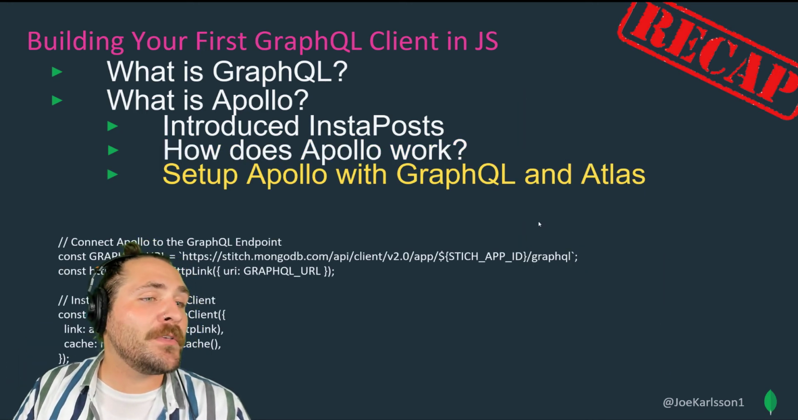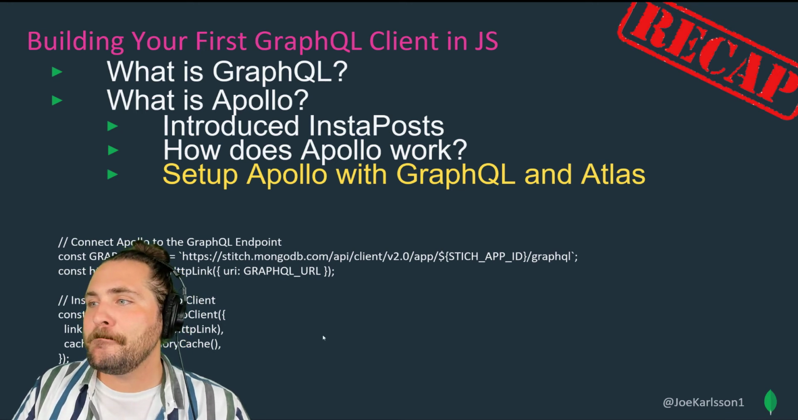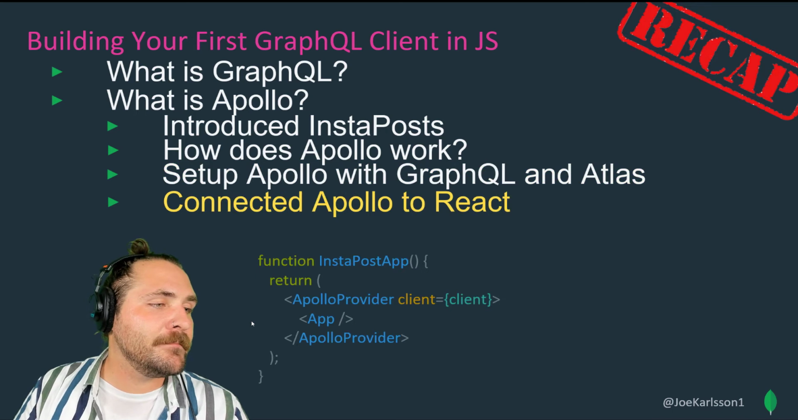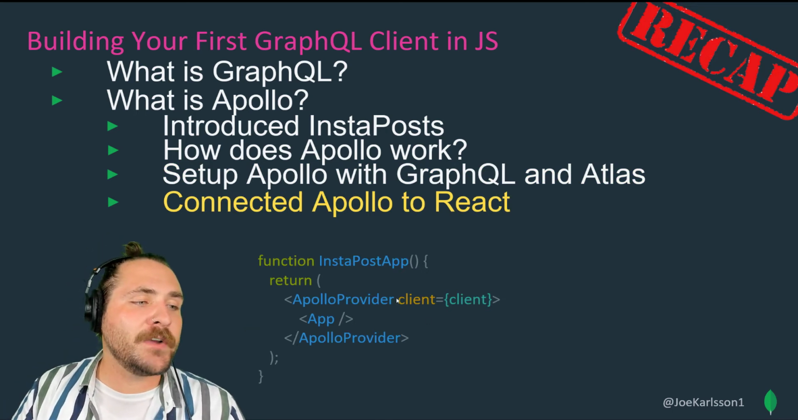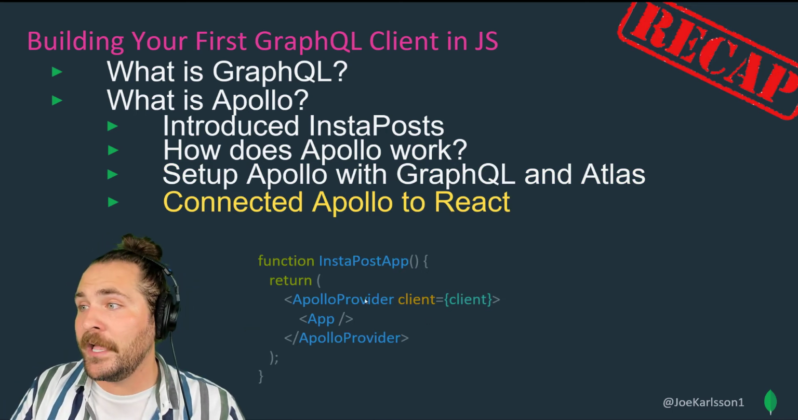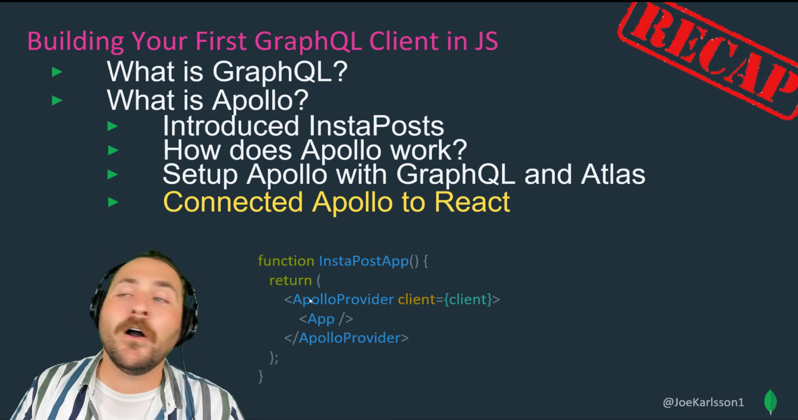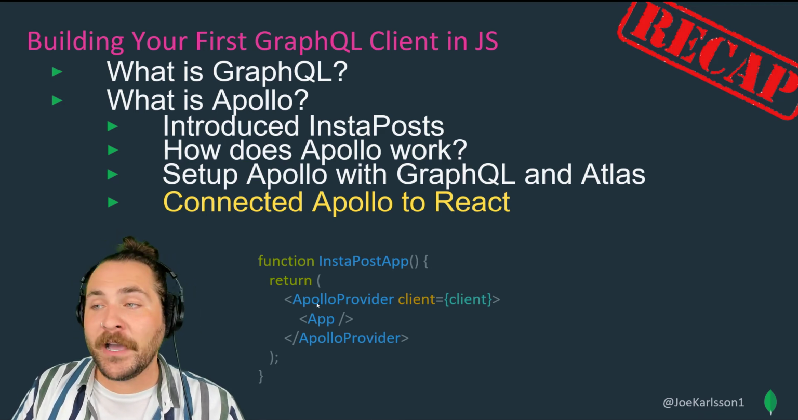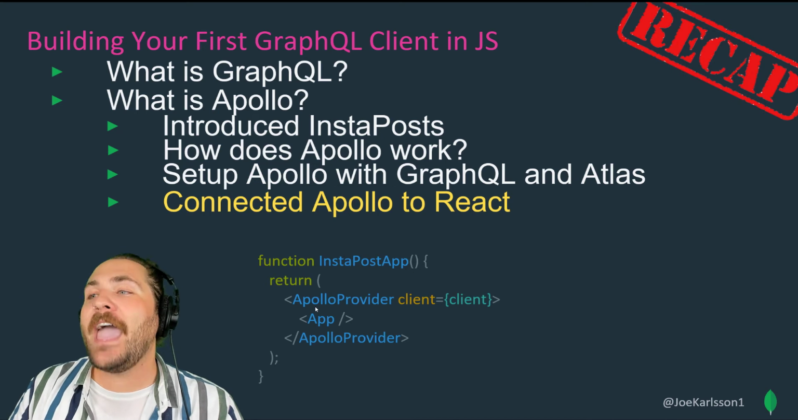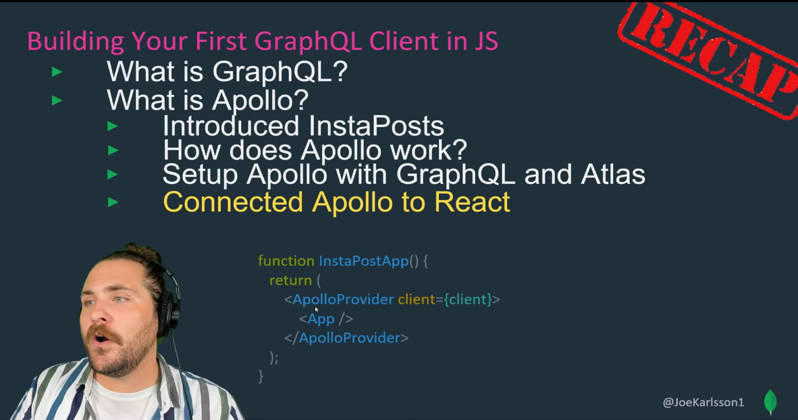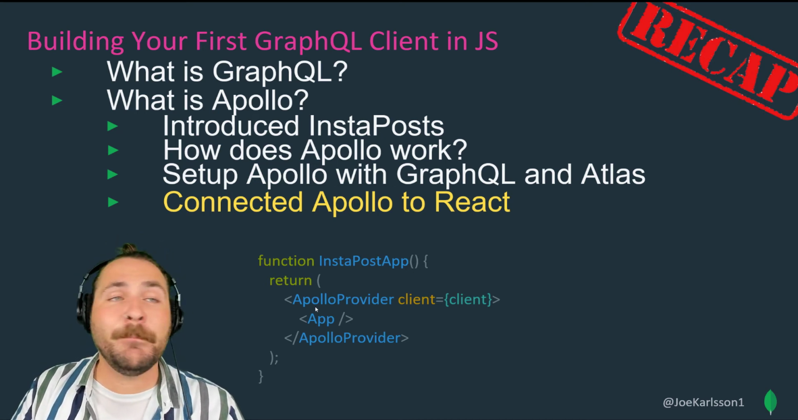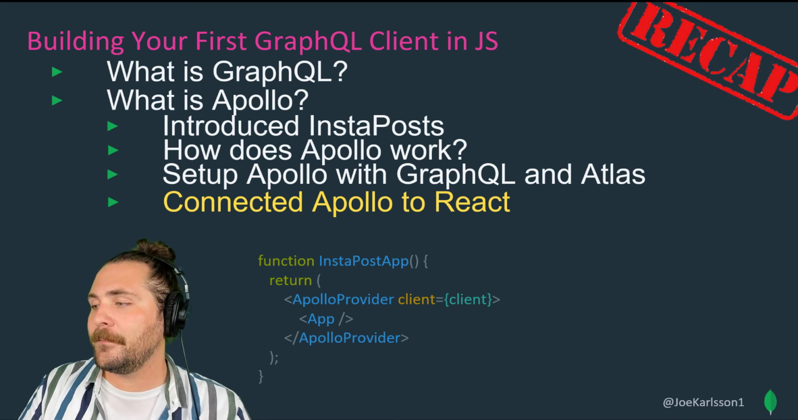Then we set up Apollo with GraphQL and Atlas, right? We just tell it what that GraphQL endpoint is, and then we instantiate a brand new Apollo client. Amazing. And then we connected Apollo to React. Once we've instantiated that Apollo client, all we're doing is wrapping our React component in the Apollo provider, so all the children components have access to all of those React hooks that allow us to update state and make queries and mutations for that component.